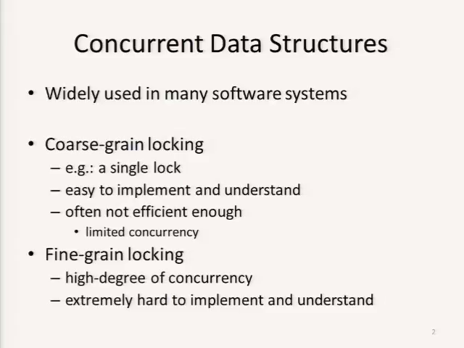Concurrent data structures are widely used in many software systems, and in this work we deal with automatic synchronization for concurrent data structures. A simple way to implement synchronization is to use coarse-grain locking. A common example is a single lock that protects the entire data structure. The good thing about such synchronization is that it is easy to implement and understand. But the bad thing is that it provides very limited concurrency and is usually inefficient in many applications.